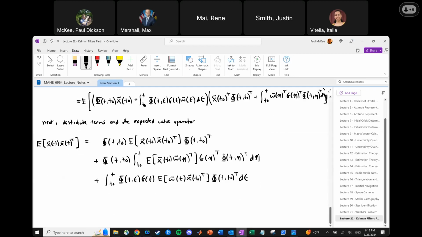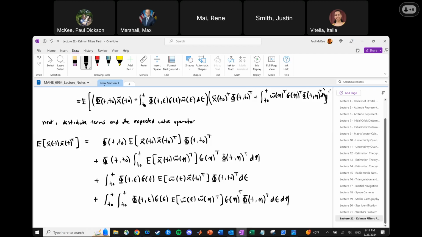And our fourth term is going to be the integrals multiplied together. And so it's going to be a double integral. So we've got the integral from t naught to t, the integral from t naught to t of, one thing at a time, phi t to eta, and then we've got the expected value of, oh, you know what? I have a mistake in my notes, because there should be a g. Apologies. Let me fix that on my paper here. This should have a g of epsilon. G of epsilon. And then we have the expected value of omega of epsilon, and then omega of eta transpose. Okay. And then we've got g of eta transpose phi of t to eta transpose d epsilon d eta.